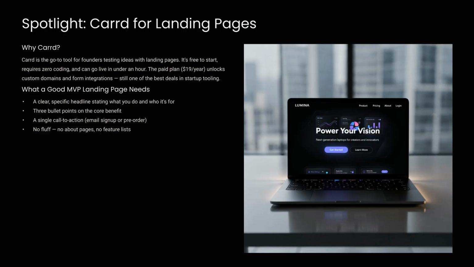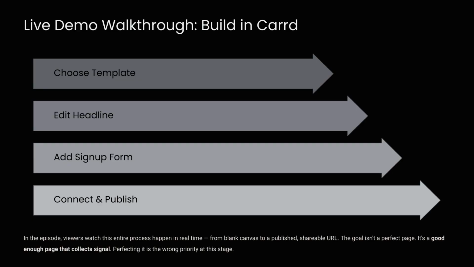We'll spotlight Card for landing pages. It's free to start, requires 0 coding, and can go live quickly. A good MVP landing page needs a clear headline, 3 bullet points on the core benefit, and a single call to action. In the video, you'll see a live demo walkthrough of building a page in Card, choosing a template, editing the headline, adding a sign-up form, and publishing it. Remember, the goal is a good enough page that collects signal, not perfection.